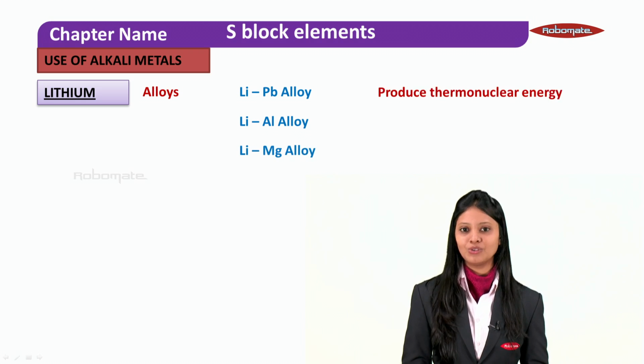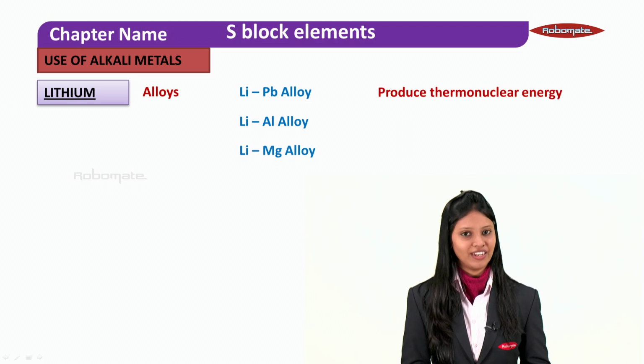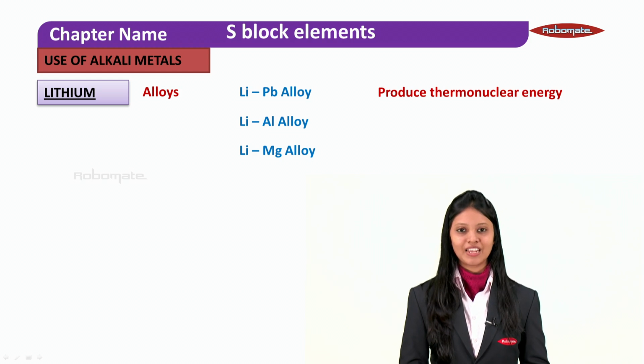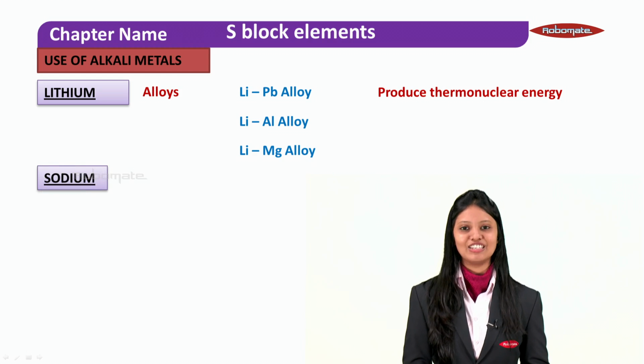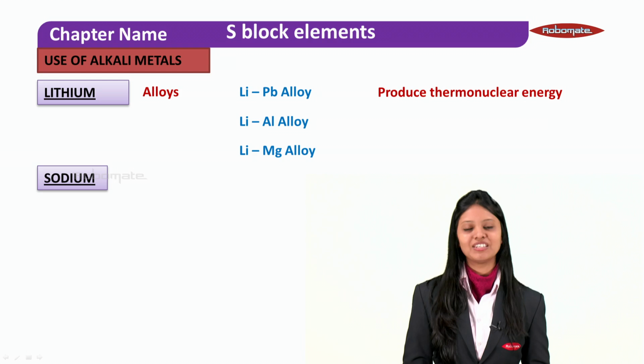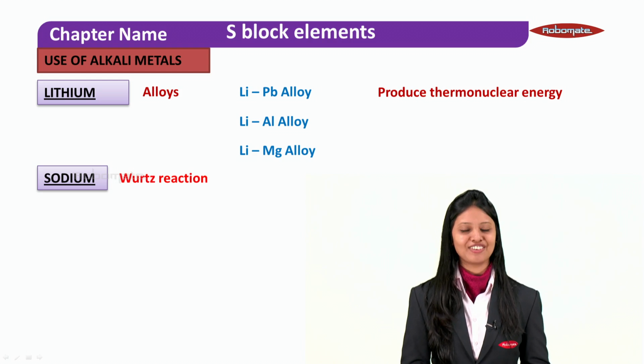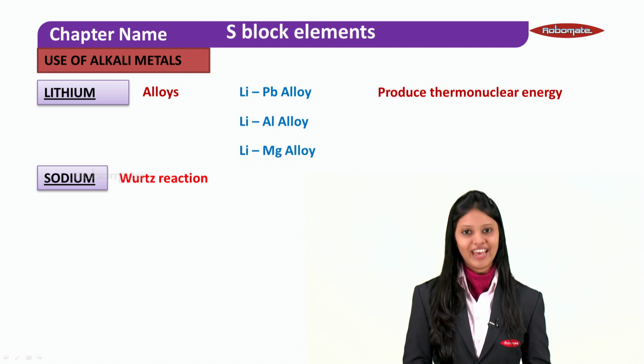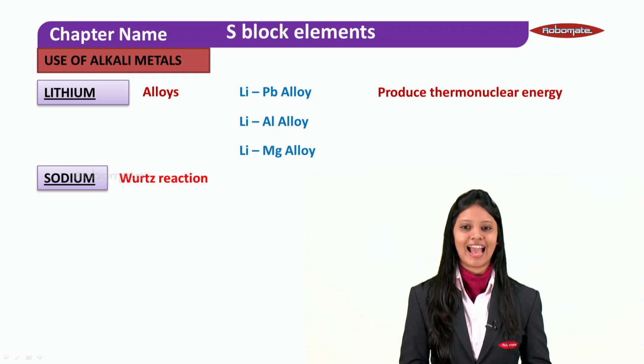Generally, lithium is used in thermonuclear energy. The production of thermonuclear energy requires lithium. So this is about uses of lithium. The second alkali metal is sodium. Sodium is used in organic chemistry, in the Wurtz reaction, where sodium metal is used as a catalyst.